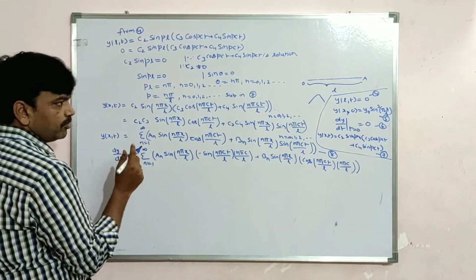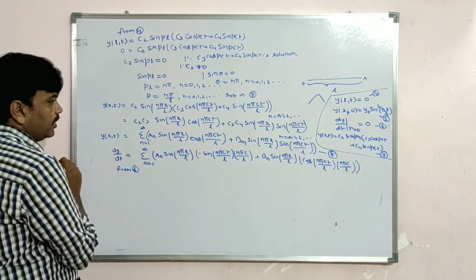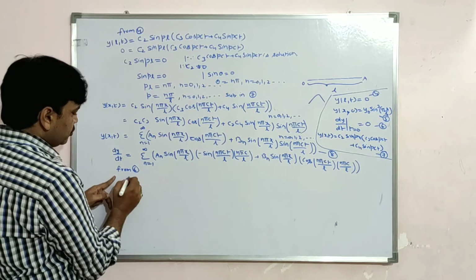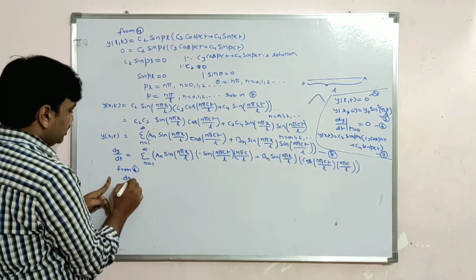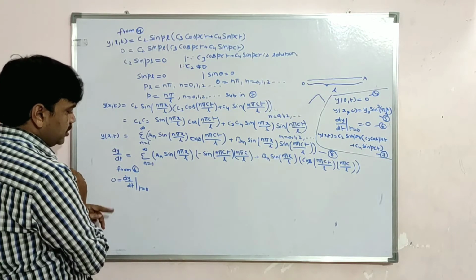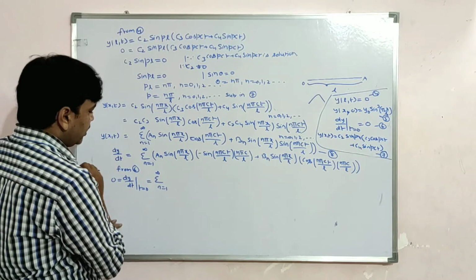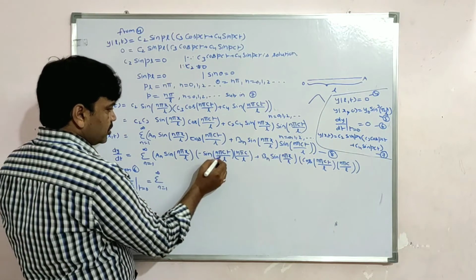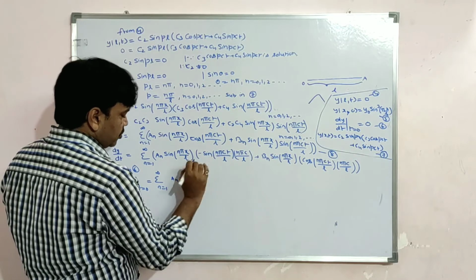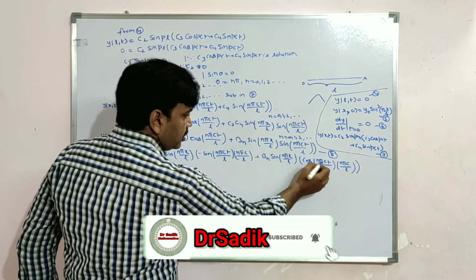Now from 6, students, dou y by dou t at t = 0, the value is 0. So dy by dt at t = 0, this value is equal to 0. So that is equal to the sum from n = 1 to infinity, with t value 0. So an into 0, sin 0 is 0, plus bn into, see students here, cos 0.